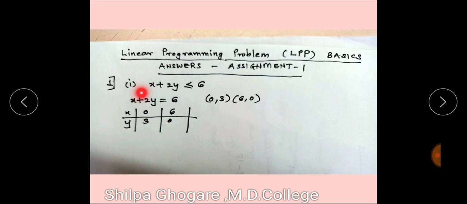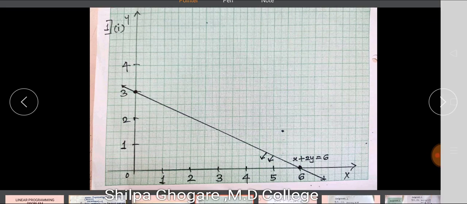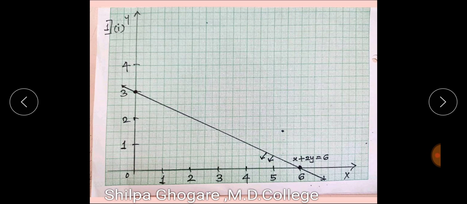So we first consider the equation x plus 2y is equal to 6. These are the points, and the graph would look like this. The graph of the straight line is this, and because it is a less than or equal to type region, the point 0, 0 satisfies the inequality, and therefore the side on which 0, 0 lies is the required side. So you can see this entire region is the required region.